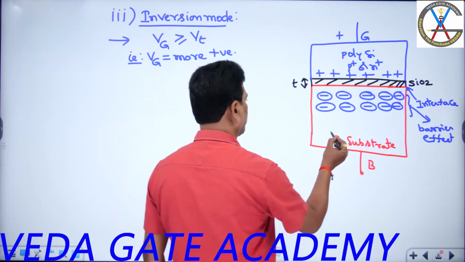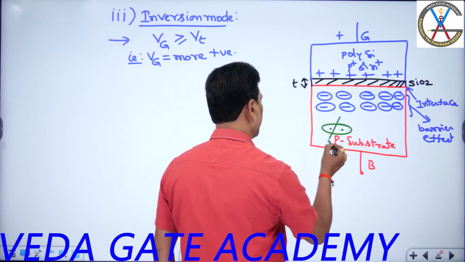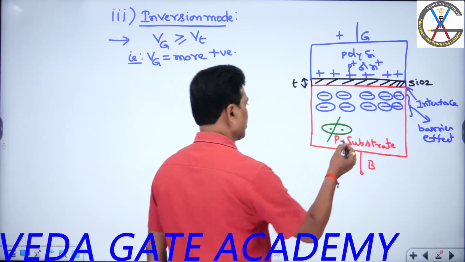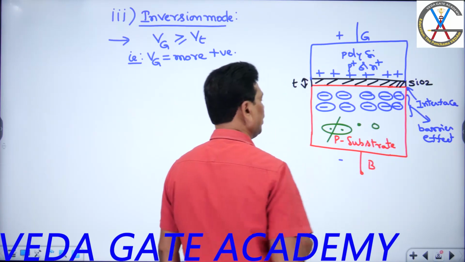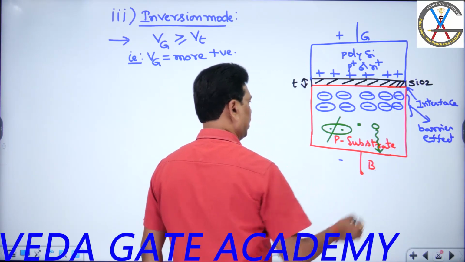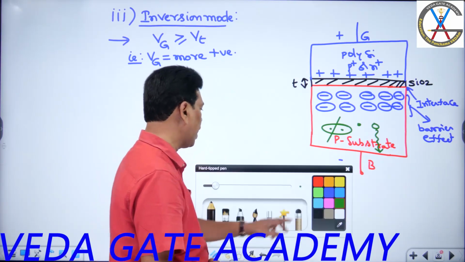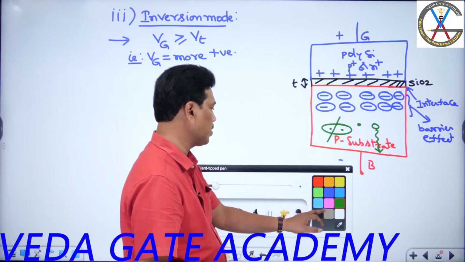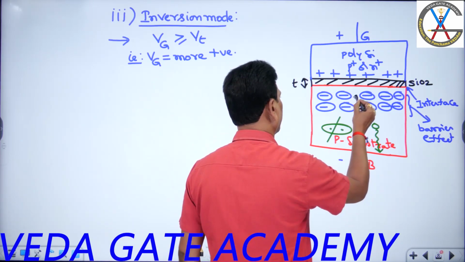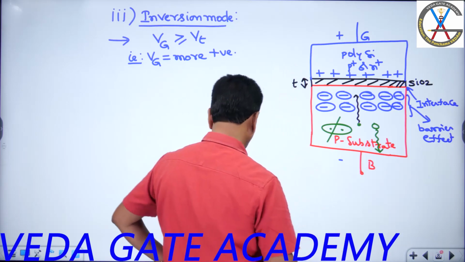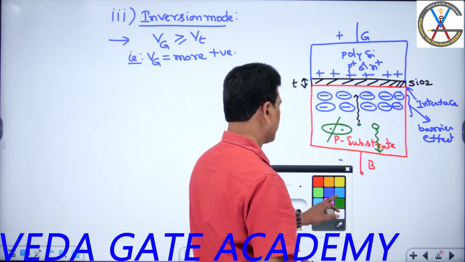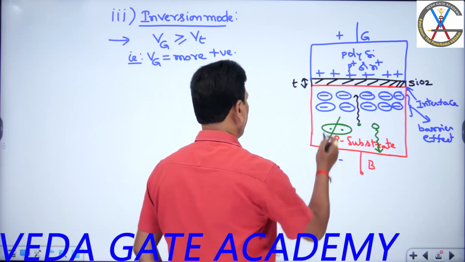In this inversion mode, there is a breakage of covalent bonds on the substrate body. The breakage of covalent bonds gives electrons and holes, students. Among them, the holes move towards the substrate terminal. Confirm? And the electrons that are generated move towards the channel interface like this, and they get accumulated at the channel interface.